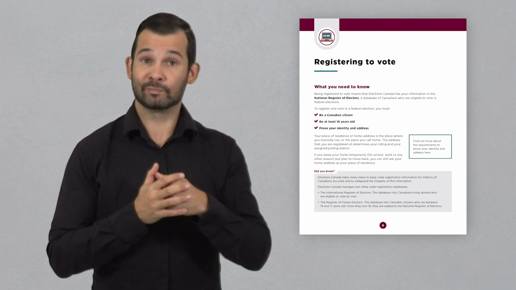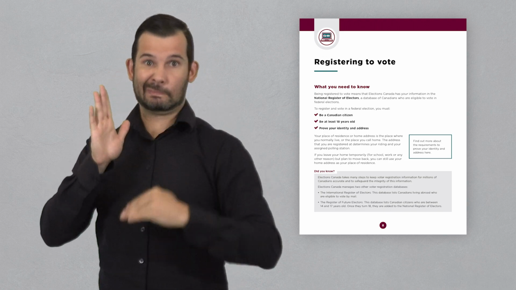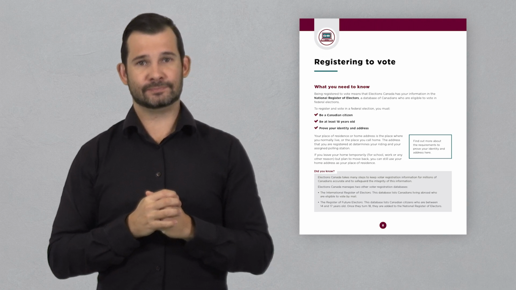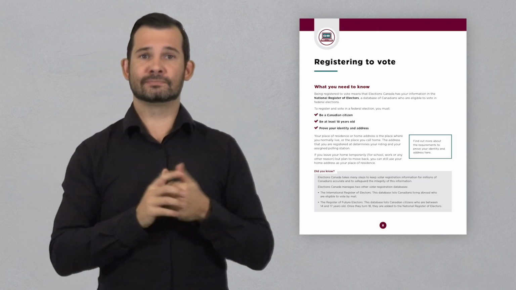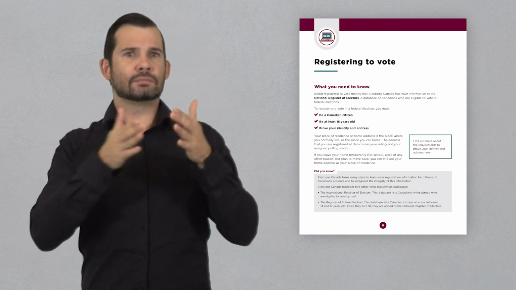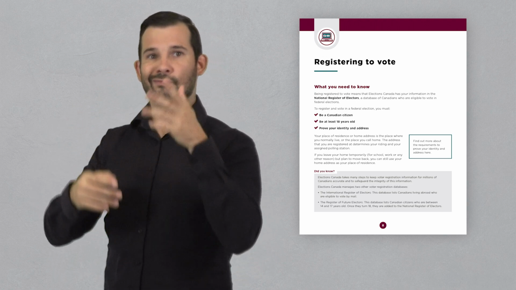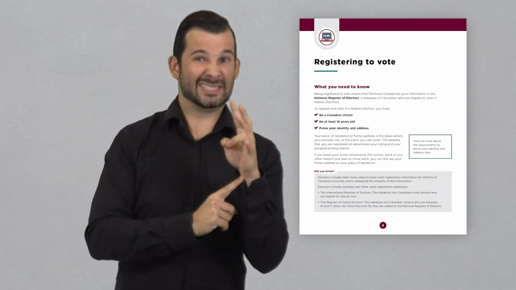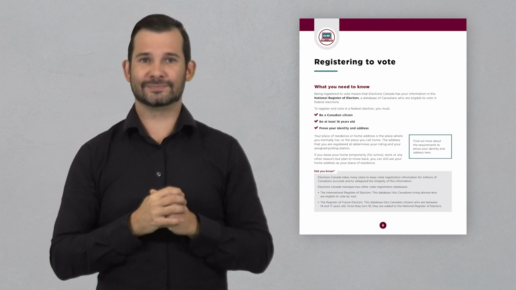Did you know? Elections Canada takes many steps to keep voter registration information for millions of Canadians accurate and to safeguard the integrity of this information. Elections Canada manages two other voter registration databases: the International Register of Electors. This database lists Canadians living abroad who are eligible to vote by mail. The Register of Future Electors. This database lists Canadian citizens who are between 14 and 17 years old. Once they turn 18, they are added to the National Register of Electors.